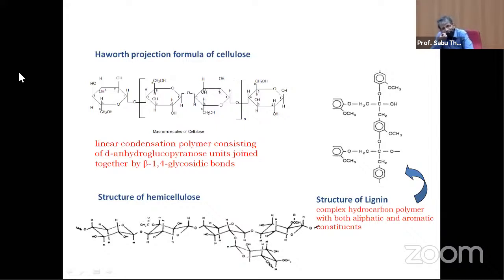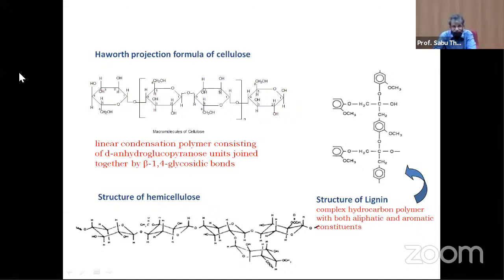What is this biomass material? If you look at the chemistry, we are all chemistry students. If you look at the chemistry of the material, essentially they are cellulose material. Look at this structure of cellulose. The majority of the component is cellulose. The next component is hemicellulose. Therefore, we call it lignocellulosic.